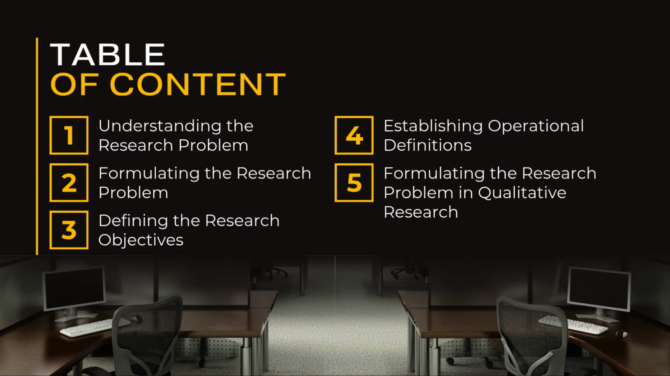First, we'll define what a research problem really means and why it's so important. Next, we'll learn step by step how to formulate one, from choosing a topic to narrowing it into a clear statement. After that, we'll connect the dots between your problem, your research objectives, and your research questions. We'll also see how to create operational definitions, which simply means turning big ideas like engagement or readiness into something we can observe and measure.